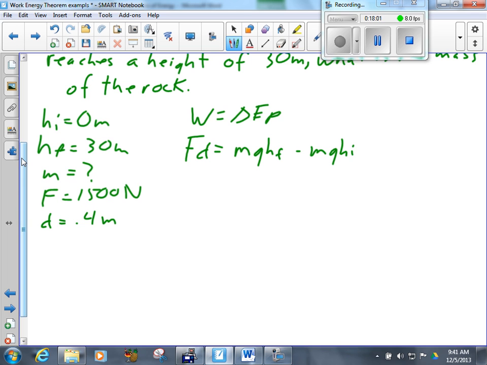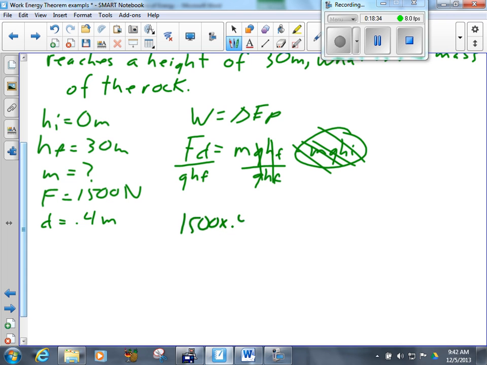Now, with this one here, I'm being asked to find mass. That's a little bit tricky because mass is in two places, isn't it? But what's this term? 0. The initial energy was 0 because the initial height was 0. Now is it tricky? Not at all. Now we're just looking for m. So we divide both sides by g hf. So we got force times distance over g hf equals m. So 1,500 times 0.4 over 9.81 times 30.